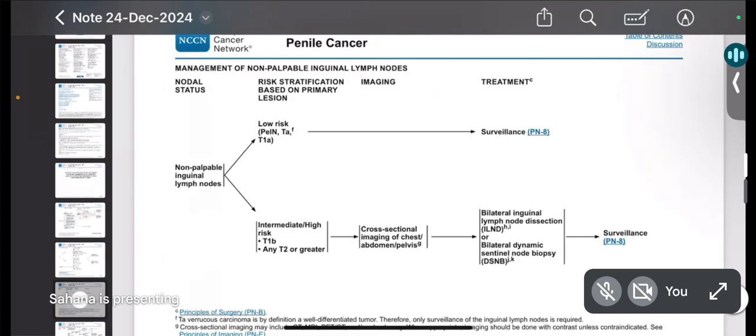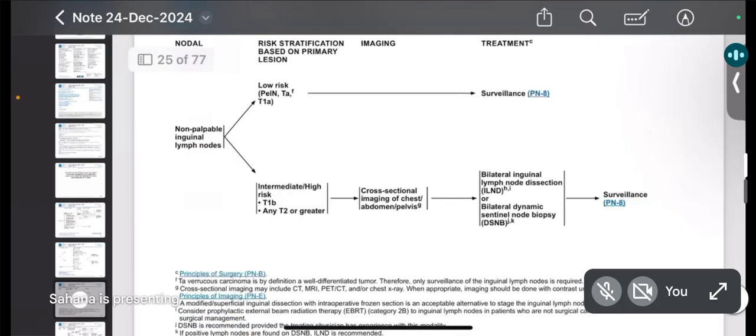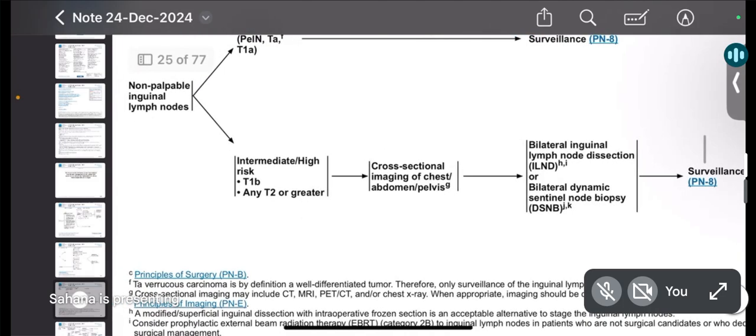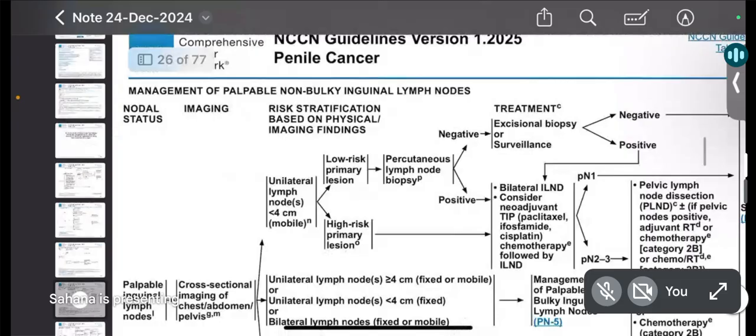If it is very low risk, then you will do surveillance. If this non-palpable inguinal node is associated with an intermediate or high-risk primary, that is T1B and beyond, then you will do additional imaging for ruling out metastasis. Then you will do some form of invasive staging. So it can be bilateral dynamic sentinel node biopsy or bilateral inguinal lymph node dissection. Then you will do surveillance depending on P category.